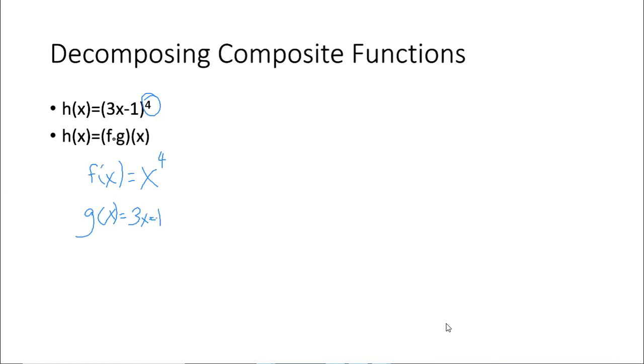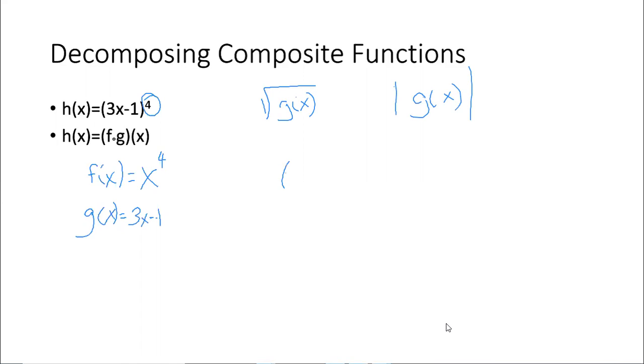Okay? And we can do all sorts of things. The common things that you'll see is a square root or a root of something inside. The square root will be our f of x, and then the expression inside will be our g of x. Sometimes you'll see absolute values, and in this case, our f of x is going to be the absolute value of x, and our g of x is going to be the expression inside that.